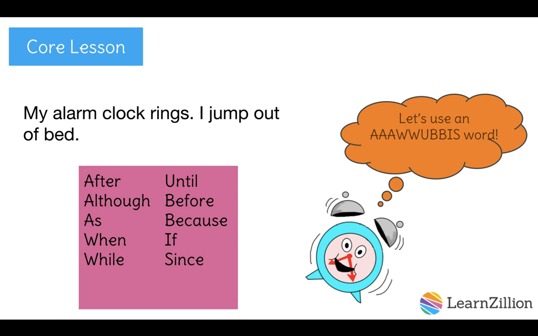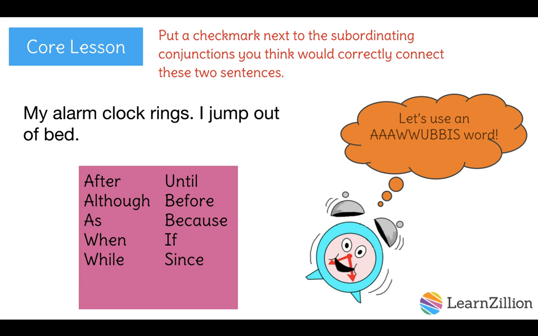We want to look at our list of AWOOBIS words to find subordinating conjunctions that relate to the timing of events. On your practice sheet, put a check mark next to the conjunctions you think we could use to connect these two sentences. Pause the video while you do this. Press play again when you are finished.